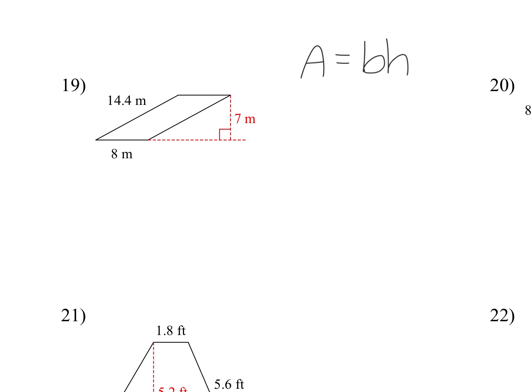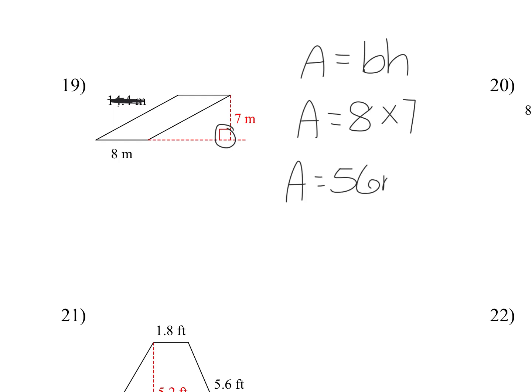So parallelogram and rectangle are similar. They're the same. Okay? Which value do we not care about? Why? Because of the right angle. Good. Base is 8. Height is 7. So what do we get for the area? 56 meters squared. Good.